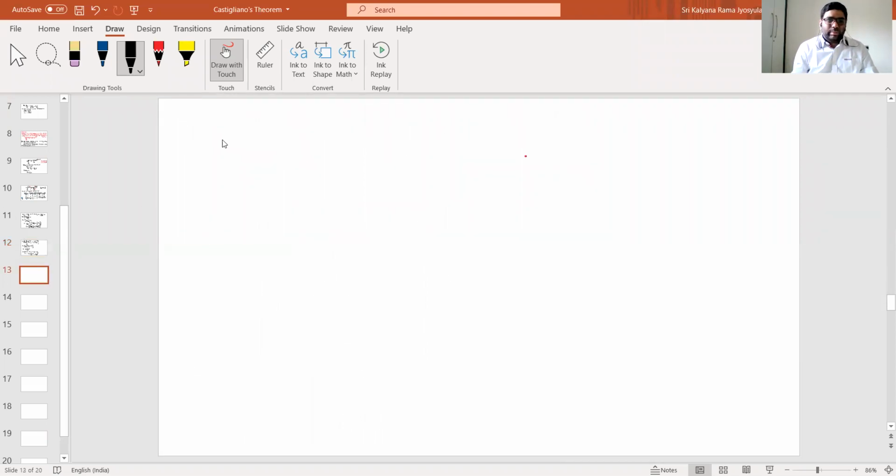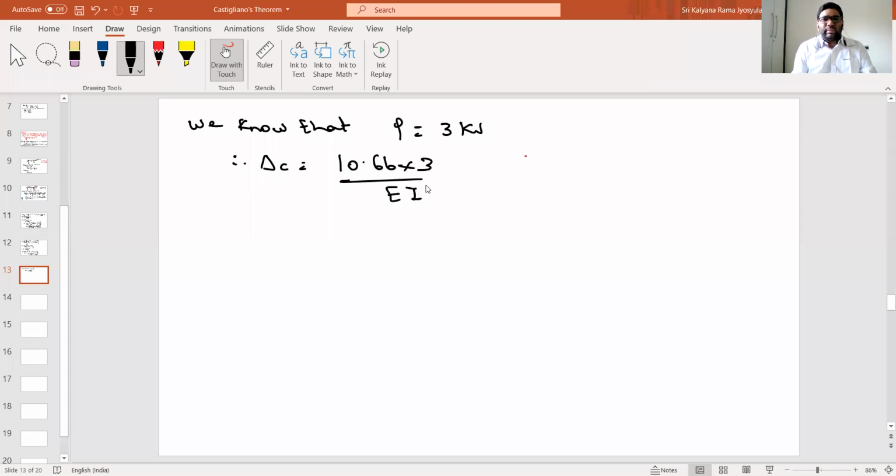What do we know here? We know that P is equal to 3 kilonewton. So therefore, delta C is equal to 10.66 into 3 by EI. So therefore, delta C is equal to roughly 32 by EI.